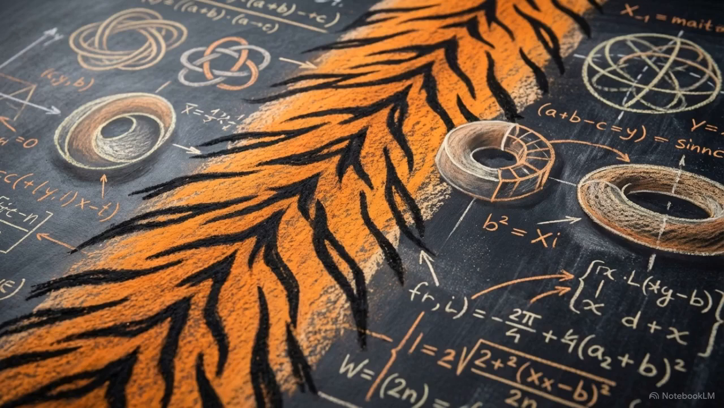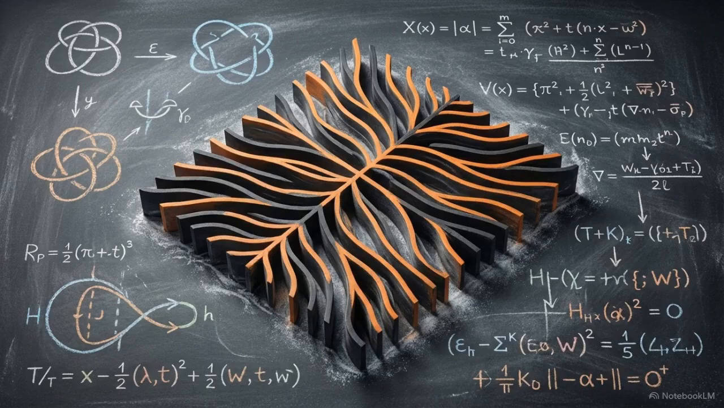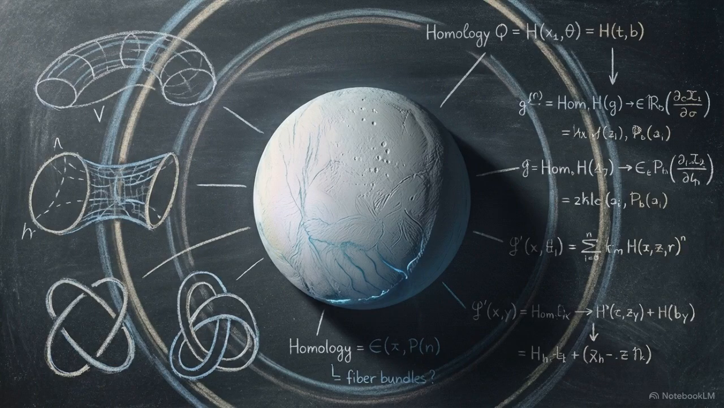Look closely at the bifurcating stripes of a tiger. What you are observing is a physical system that has spontaneously collapsed from a state of microscopic uniformity into a macroscopic, quasi-periodic geometry. We see the exact same structural collapse on a planetary scale.